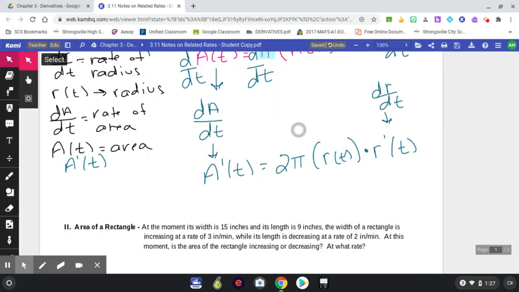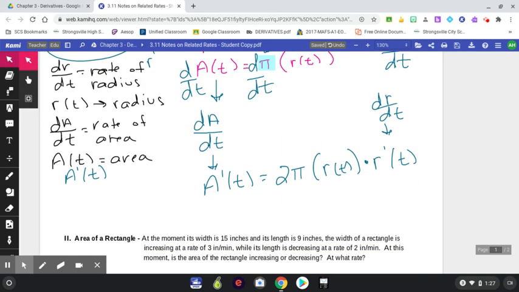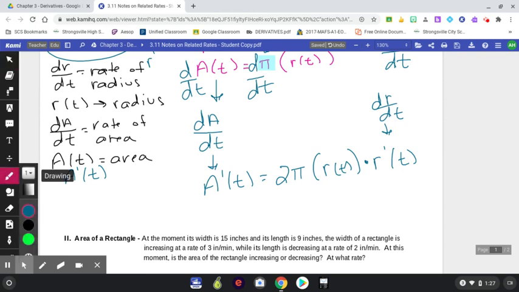Okay, and now I have information that I can fill this in, right? So the big idea is I had to come up with a formula. I took the derivative of that formula to determine rates. I'm trying to find the rate at which the area is changing. So I'm trying to find A prime of t.